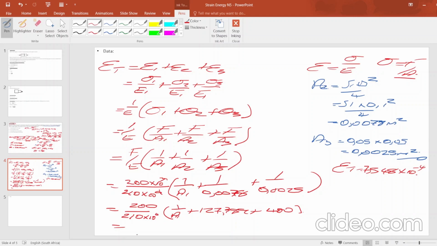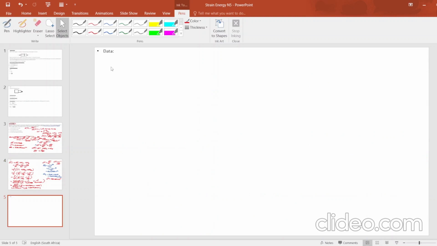Right. When you add the two, this is what you will have here. You will have 0.952 times 10 to the power negative 6, open bracket, 1 over A plus 527,389. Right. Let's jump to the other page.